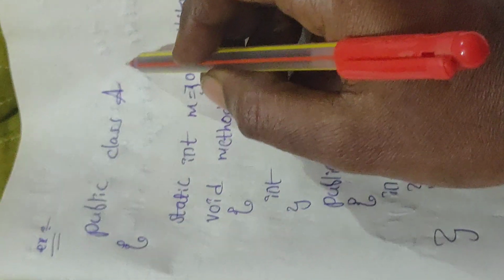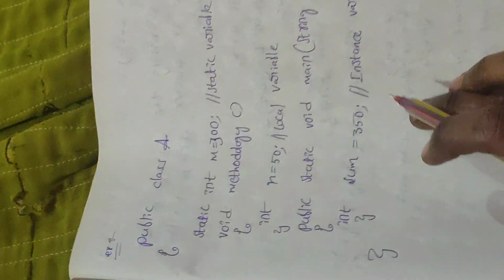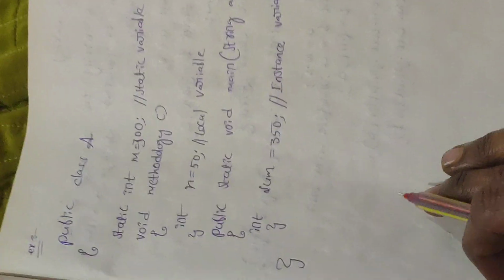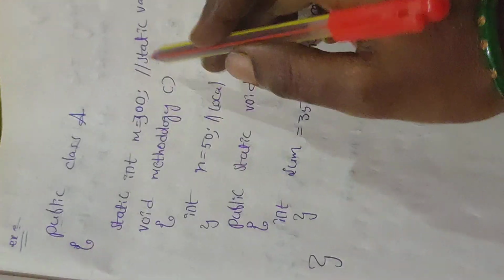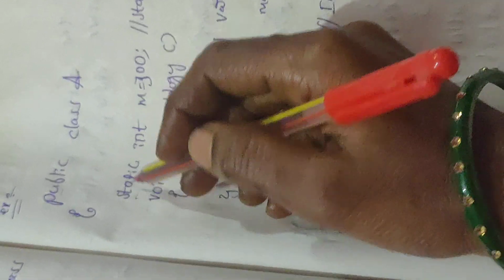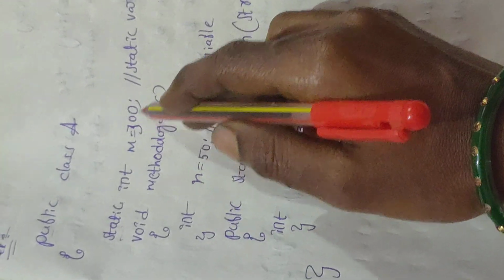We discuss the variables one by one through the program. Here is public class A. We are declaring a class here simply to discuss static, instance and local variables, where we declare them and what the scope of those variables is. Here we use public to make this program visible to all. Here static int m = 300. This is a static variable because we are declaring it using the static keyword, and we assign the value 300.